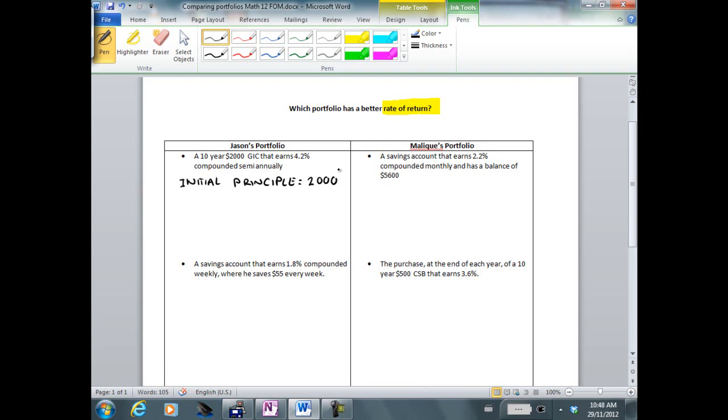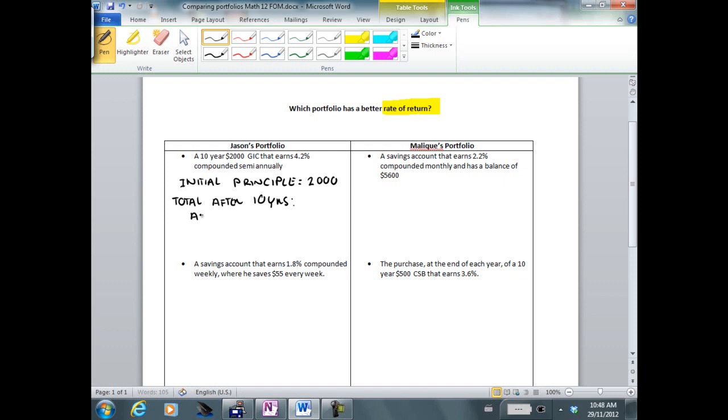Now I'm going to find the future value. How much does this person have in total after 10 years? The question is, are you going to use a TVM solver or should I just use brute force? You're going to use a formula. So let's use a formula.